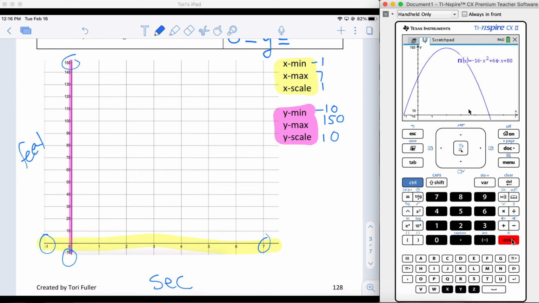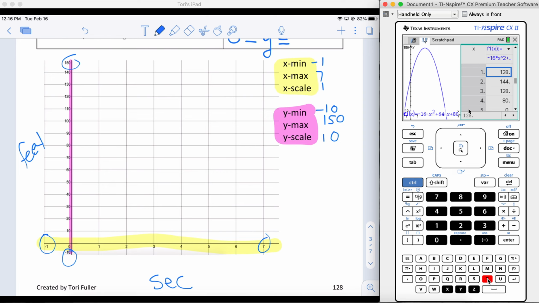So we need the table to get the actual points. Control T gets me to the table, and we're ready to start graphing. The first point I always use is the 0. So go up. We're going to start on 0, 80. Going down, 1 goes to 128, so just a little bit under that 130. 2 goes to 144, so we're at a little bit between 140 and 150. Going back down to 128, back down to 80, and all the way down, 5 is at 0. Okay, can go ahead and connect those points, and I only go from the x-axis to the y-axis.